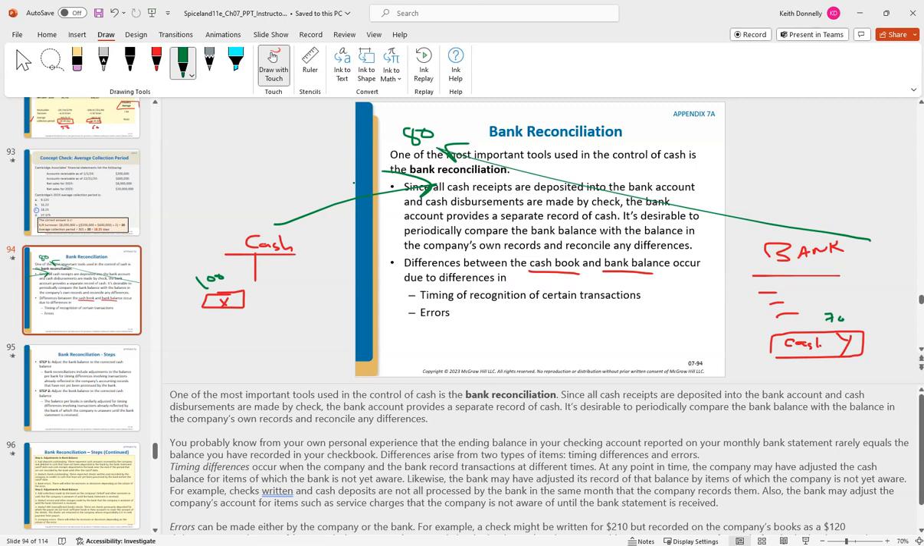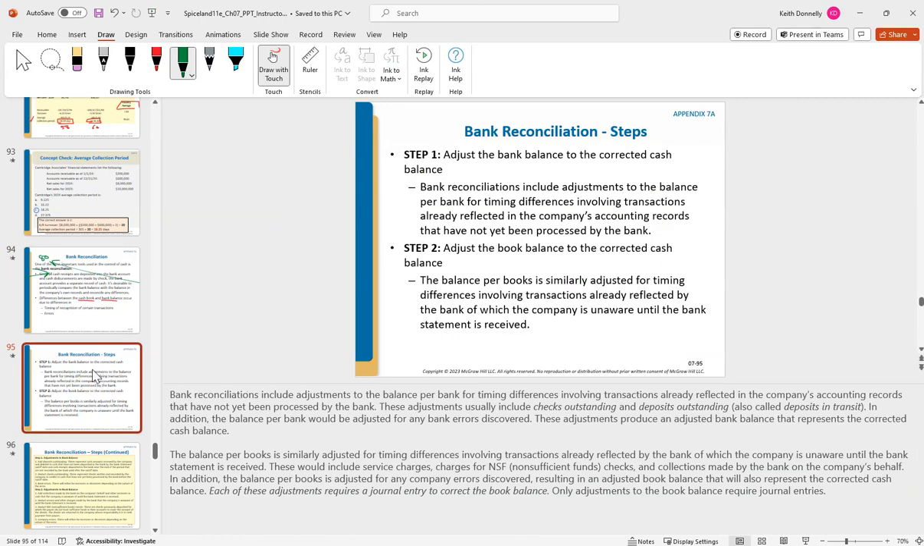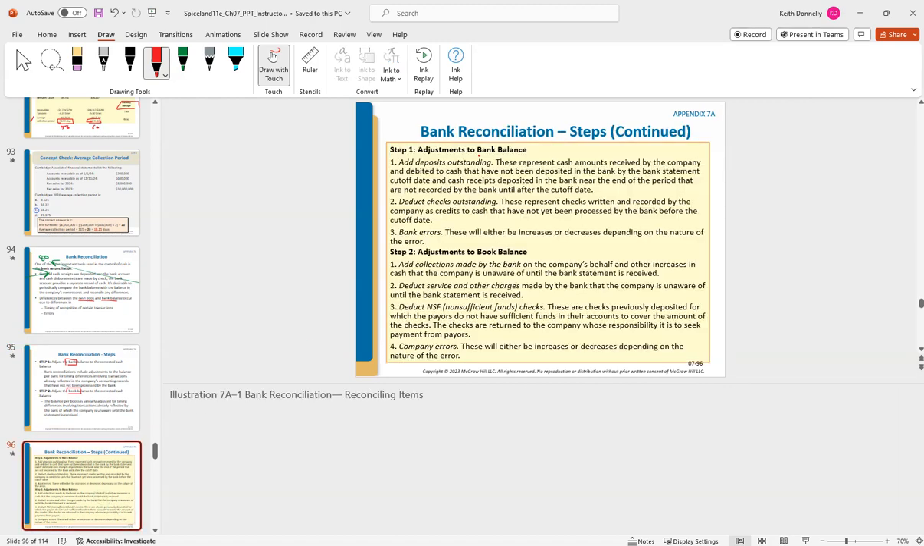A lot of it comes down to a point of view. We only see and know things from the company side. The bank only sees and knows things from their side. So how do we deal with this? You're going to basically adjust the bank balance, then you're going to adjust the book balance. How do you adjust the bank balance?